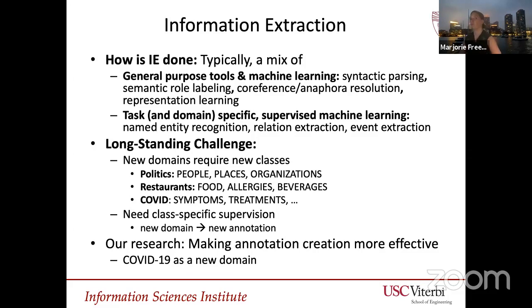And in one of the lines of research that I've been working on, one of these larger projects, we've been thinking about how we can make annotation creation more effective. And in that framing, we can think of COVID-19 as a new domain. So how can we make it possible to create new annotation for the COVID problem?